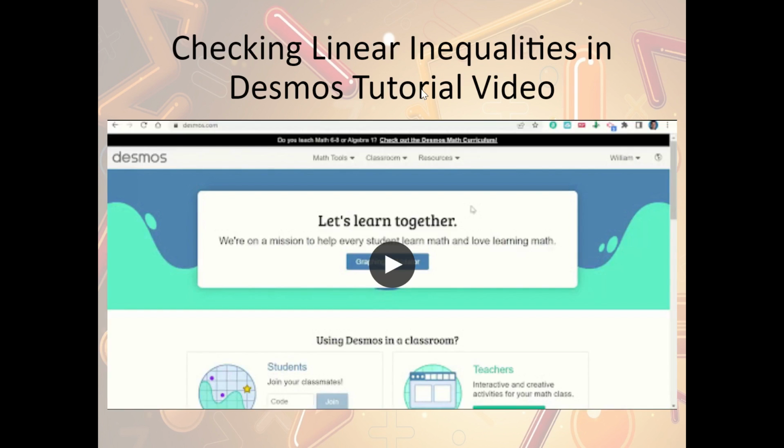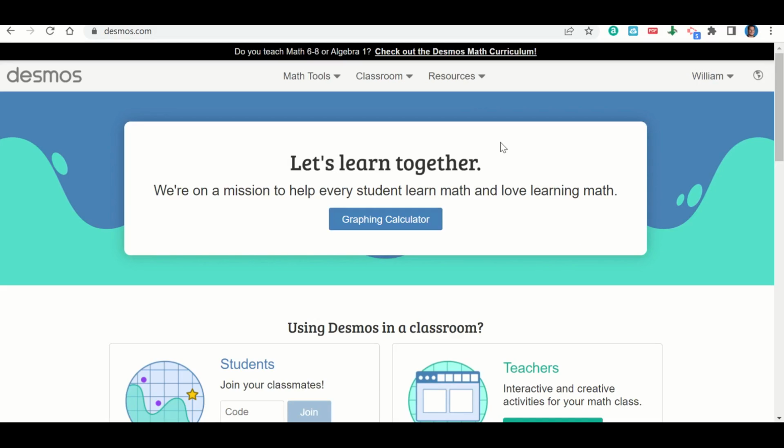There's a video here that shows you how to check your work using Desmos after you've already graphed the linear inequality, so you can check it using Desmos. Let's talk now about how to check our work using Desmos when working with linear inequalities. So we're going to let Desmos graph linear inequalities for us so that we can check that against the work that we've done on our activities.